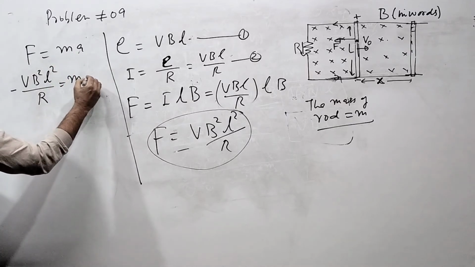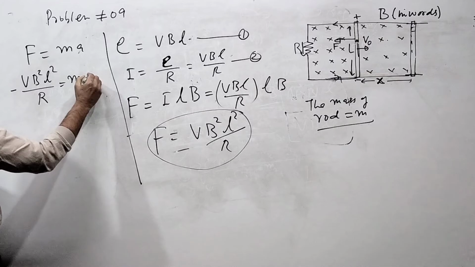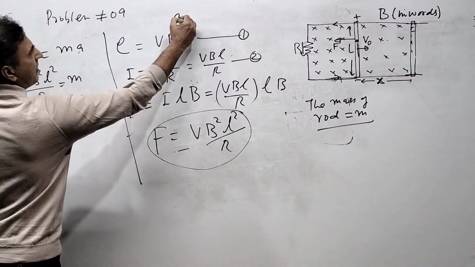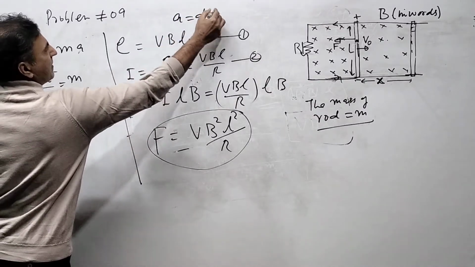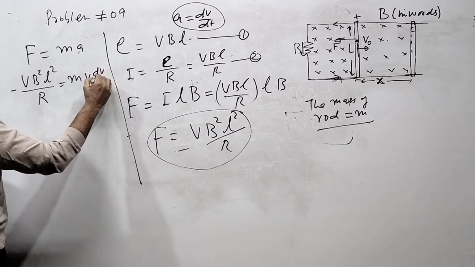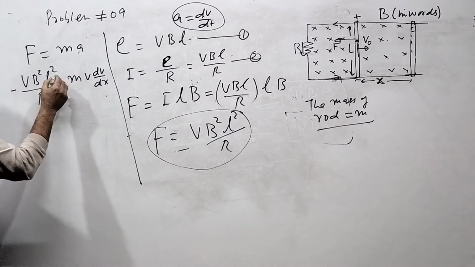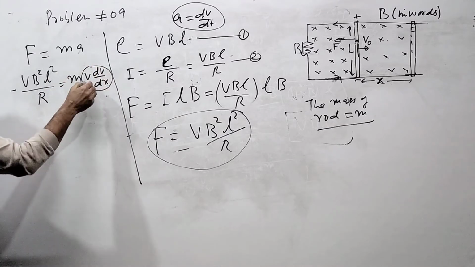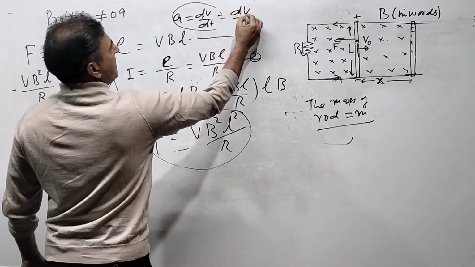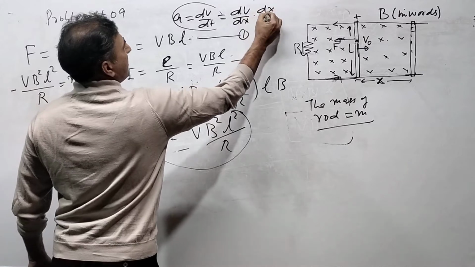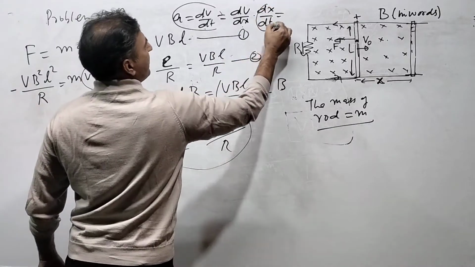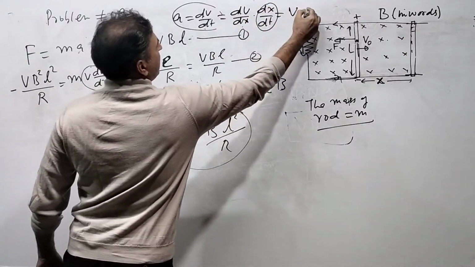What is the acceleration? You generally write acceleration A equal to dV by dt, the rate of change of velocity with time. But here I will write V dV by dx for acceleration. I will prove it in a moment. It is dV by dt. Let me say it is dV by dx into dx by dt. The dx cancels and it is the same thing again. But what is dx by dt? That is V, so V dV by dx.